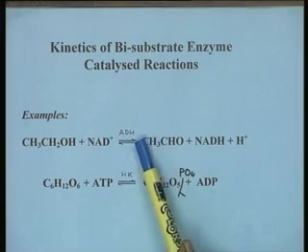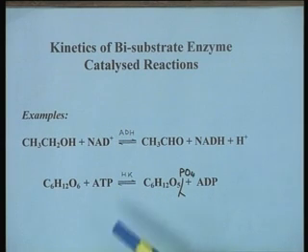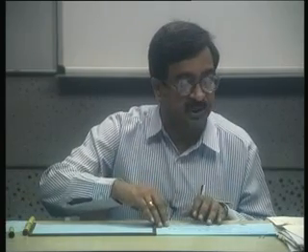The oxidoreductases, represented by the first reaction, or a transferase represented by hexokinase, or in many cases ligases, are the real, true bisubstrate reactions, which in general should not be treated or analyzed with Michaelis-Menten kinetics. Now, to account for the rate of reaction for such reactions, take the example of a typical bisubstrate reaction as I have shown here in general.